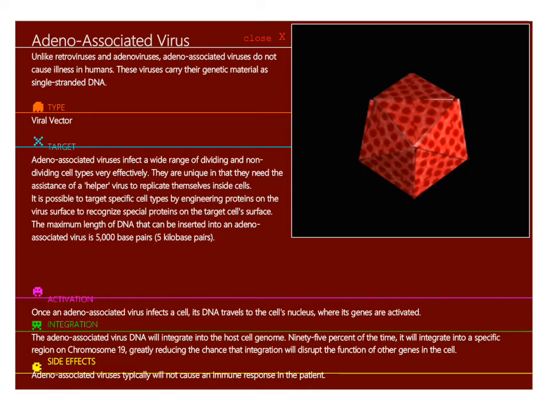If you look in integration, you can see that AAV DNA will integrate into the host cell genome, and interestingly, it's not random. The majority of the time, it will be on chromosome 19. So that actually really reduces the possibility of interfering with host cell genes. And immune responses do not typically occur.